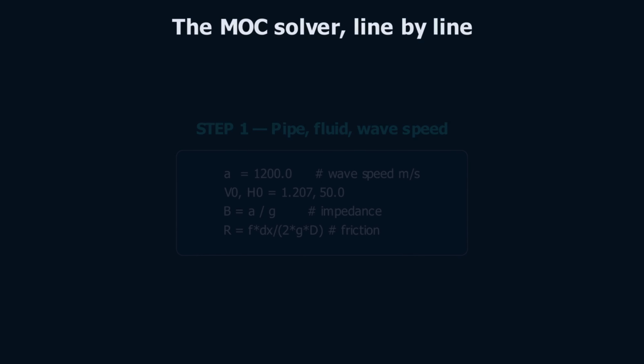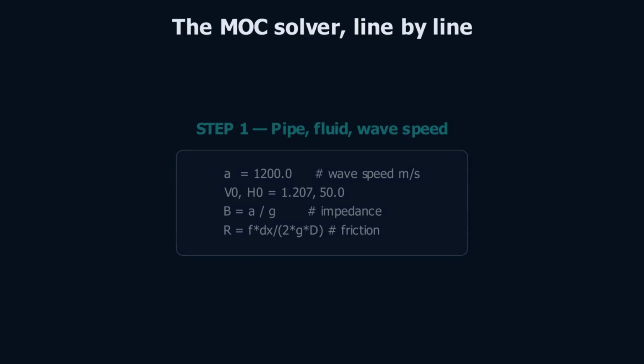7 steps, and the core is famous for a reason. The method of characteristics is mostly addition and subtraction. Step 1. The physics constants. Wave speed 1200. The impedance B is just A over G. The friction resistance R is the Darcy factor folded into the reach length.